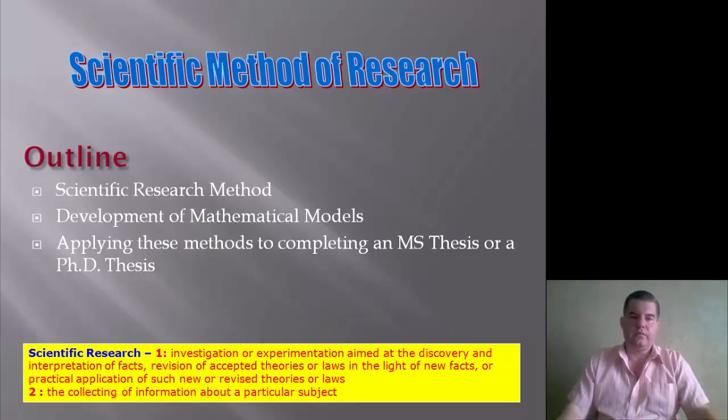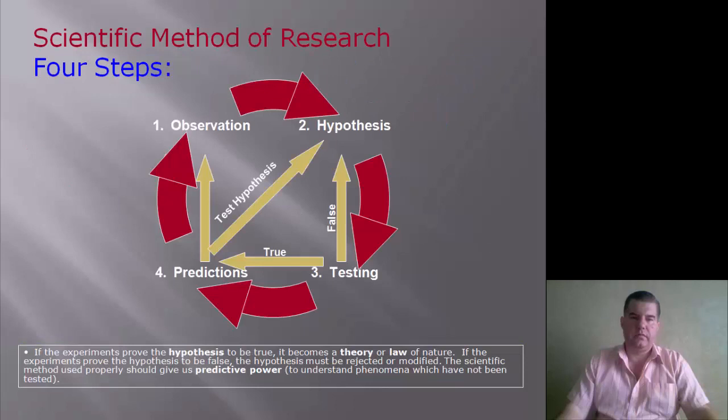Scientific method of research. Scientific research method: development of mathematical models, applying these methods to completing an MS thesis or a PhD thesis. Scientific method of research, 4 steps. If the experiments prove the hypothesis to be true, it becomes a theory, a law of nature. If the experiments prove the hypothesis to be false, the hypothesis must be rejected or modified. The scientific method used properly should give us predictive power to understand phenomena which have not been tested.